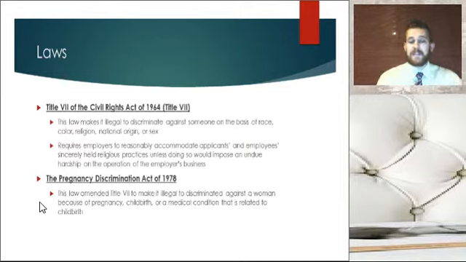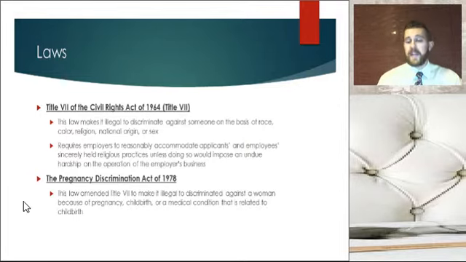The next we have is the Pregnancy Discrimination Act of 1978. Now this is a very interesting act. This law amends Title VII to make it illegal to discriminate against a woman because of pregnancy, childbirth, or medical conditions related to childbirth. When we think about this, about 75% of the 68 million women working in the U.S. will become pregnant at some point in their lives. So this is a very important law that employers must follow.